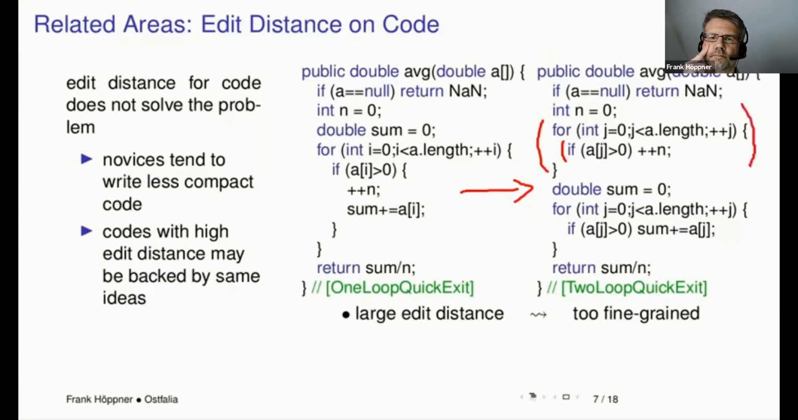Both calculate the number of positive elements and the sum of positive elements to return the mean. The only difference is that the author of the code on the right uses two loops to do this, while the author of the code on the left uses a single loop. Structurally different, but semantically equivalent.